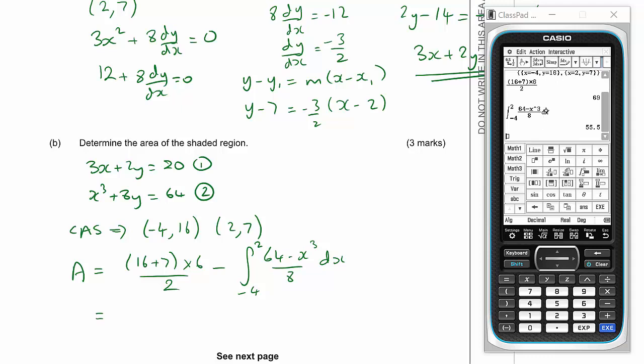And again, I did it while it was paused, and the trapezium is 69, take away 55.5, so we've got 69, take away 55.5, which is 13.5 square units.